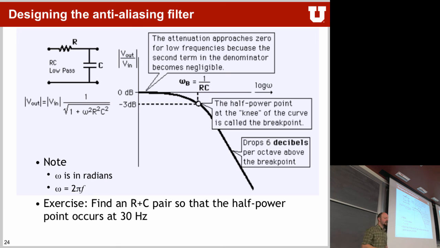So now let's do a quick exercise. Let's assume that we find an RC pair that can produce us a half power point at 30 hertz. So you are only interested in signals that are lower than 30 hertz. What type of RC would you take?